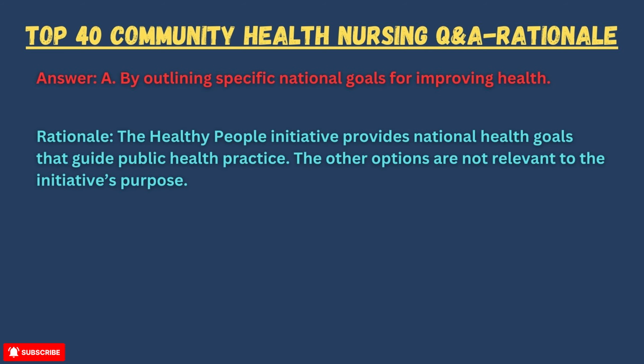Answer. A. By outlining specific national goals for improving health. Rationale. The Healthy People Initiative provides national health goals that guide public health practice. The other options are not relevant to the initiative's purpose.